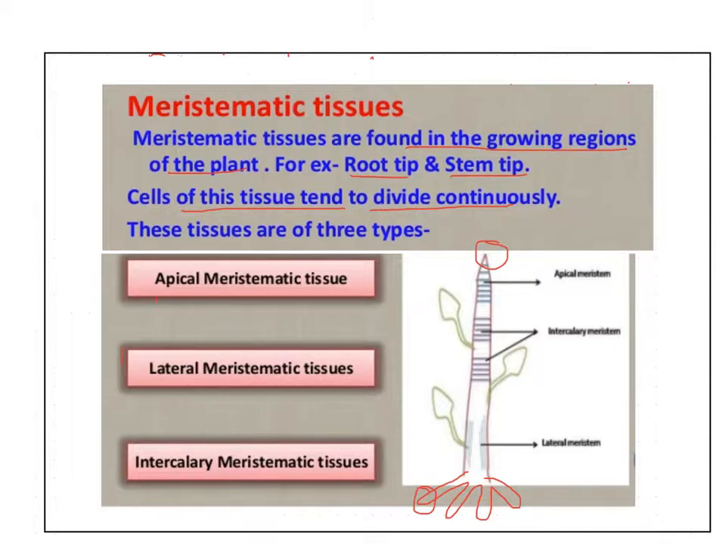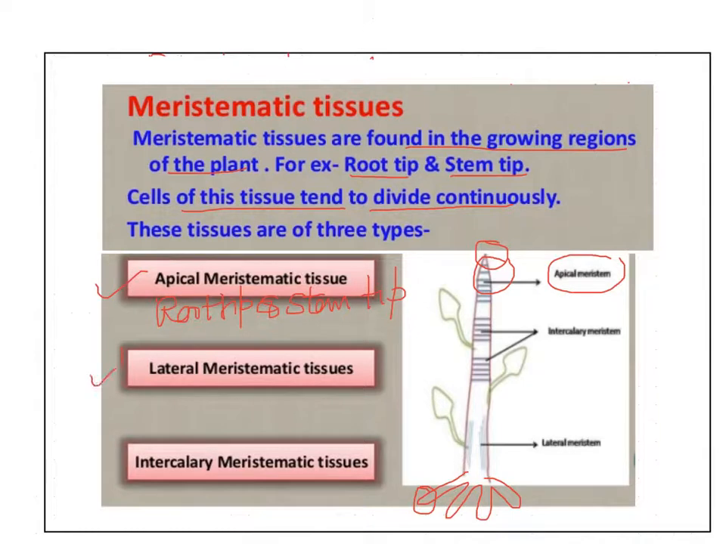The cells of this tissue divide continuously, and it is of three types. First is apical meristematic tissue. As you can see in the picture, the apical meristematic tissue is present at the root tip and the stem tip. Okay, everyone? It is present at the root tip and the stem tip.